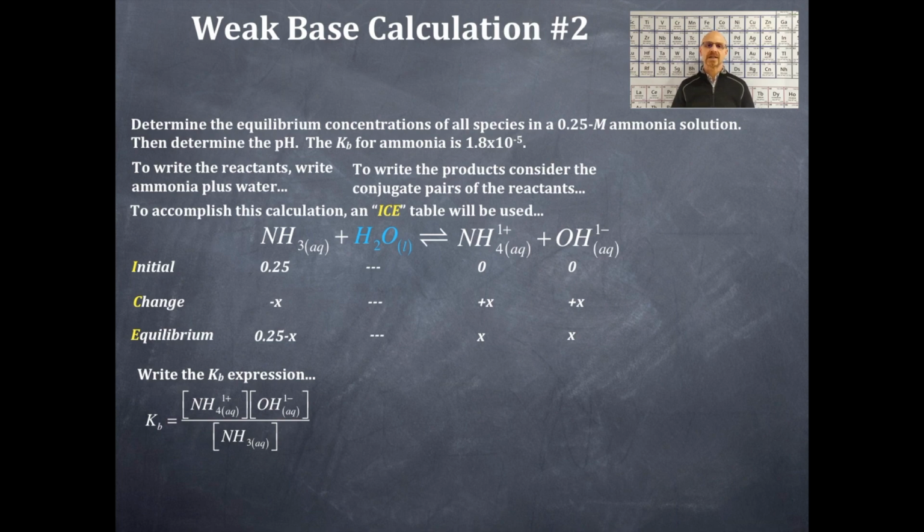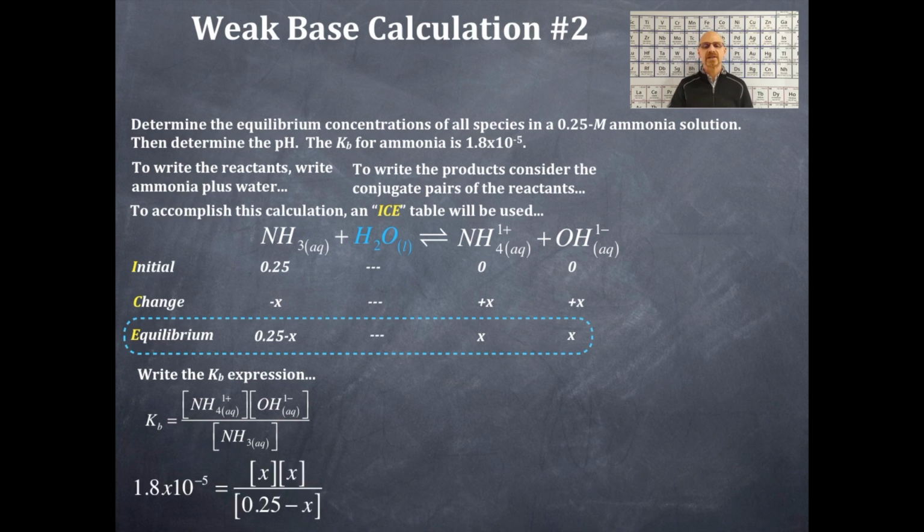So now I'm going to take that Kb expression and substitute in the information from the equilibrium set as well as the Kb itself that was given to me in the problem. So now on the left-hand side, I have 1.8 times 10 to the negative 5. On the right-hand side, in the numerator, I have x times x. In the denominator, I have 0.25 minus x.